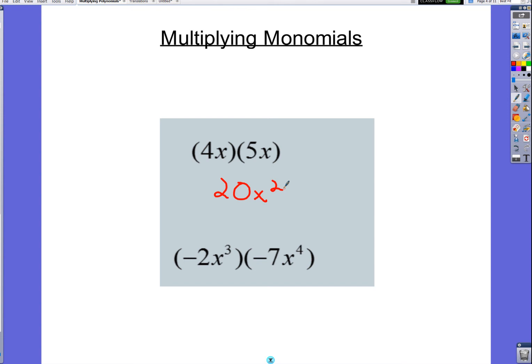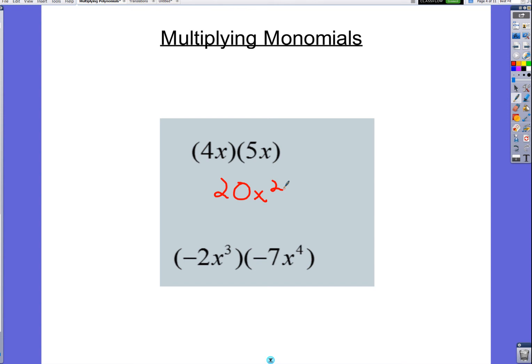This is in algebra. When you write a variable next to a number, like when you have a coefficient, that means multiplication. So this is the same thing as saying 4 times x times 5 times x. I was able to multiply the 4 with the 5 and get 20. I was able to multiply the x with the x and get x squared. Let's go to the next one.